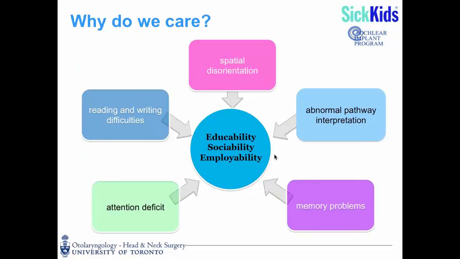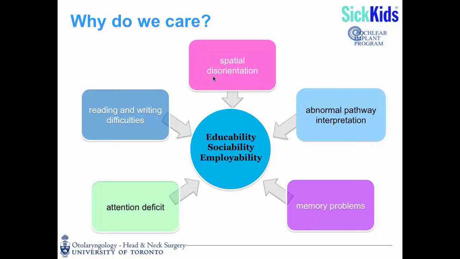So when we think about what the implications of a peripheral vestibular disorder is on a child, we think about motor function, but really there's good literature to suggest that the impact of such dysfunction extends well beyond just motor function and performance on the playground. Ultimately, these types of disorders impact on a child's educability, sociability, and employability, because a peripheral vestibular loss has impact on all of these different realms in terms of attention, reading and writing difficulties because of oscillopsia, spatial disorientation in that they're unable to accurately tell where their body is in space.